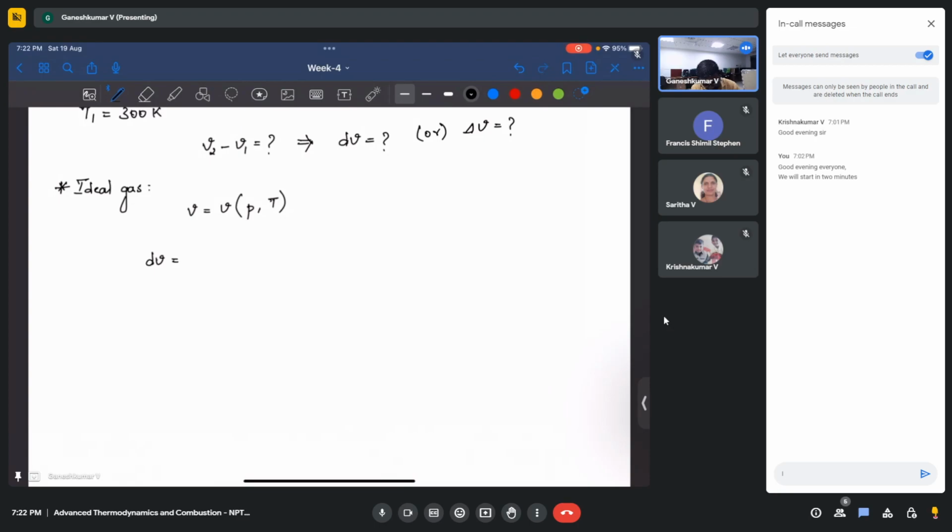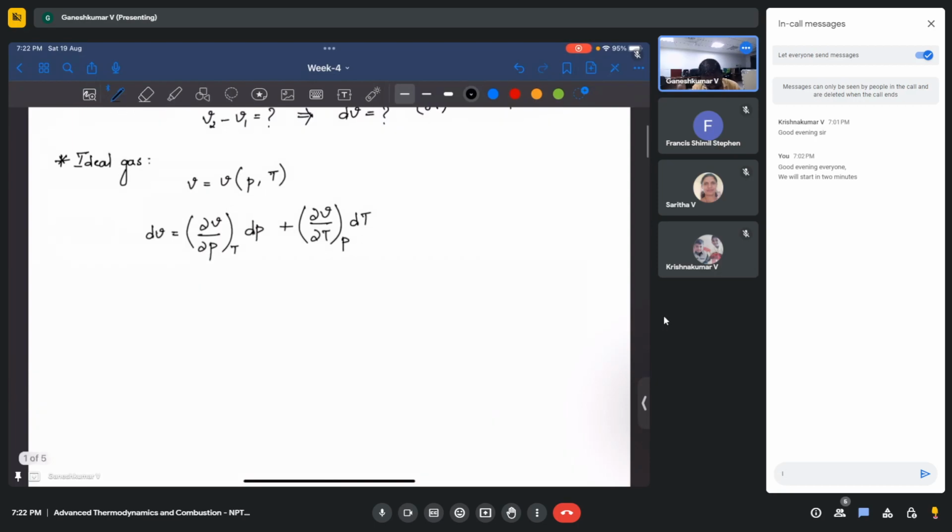Since v is a function of both P and T, initially you will keep T as a constant and differentiate with respect to P. So it's going to be a partial derivative, right? dV equals ∂v/∂P at constant T dP plus ∂v/∂T at constant P dT, right? This is how we take the total derivative of any property, because that is going to depend on only two independent properties. Okay.